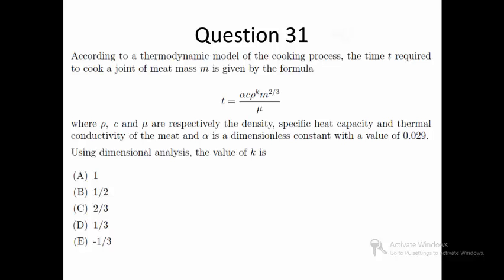Let us study the dimension of each parameter one by one. First, time is simply one of the fundamental dimensions, denoted by big T. Alpha is dimensionless, so we can simply assign 1 to it.